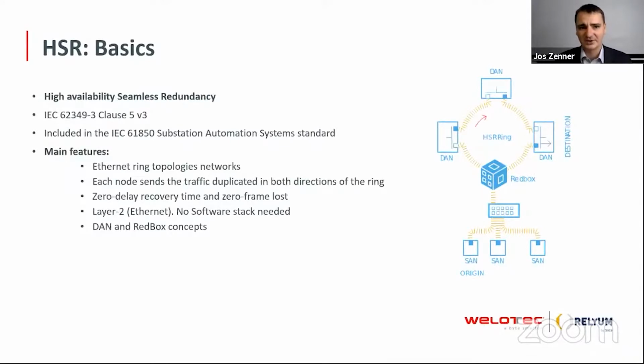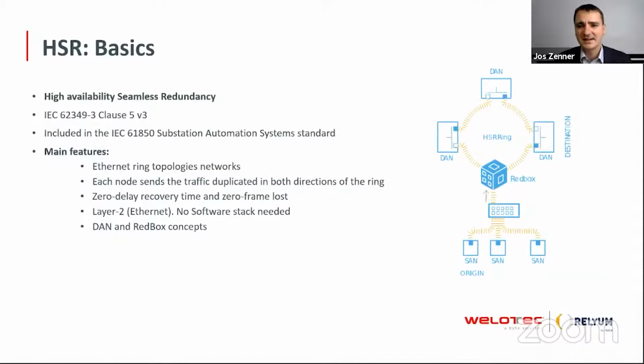On the other side, we have HSR, which is a ring network. Also here we have DANs, which are dual attached nodes, and you don't need switches for this one. So in this case, the DAN itself becomes a switch, and the traffic is sent from each node in a ring network to each side. So this makes sure that if one connection fails, there's still a path the other way.